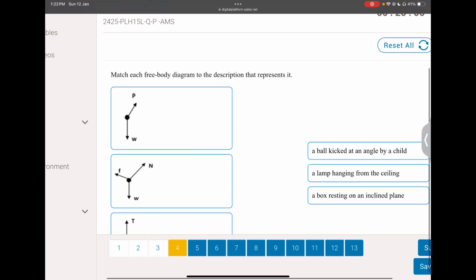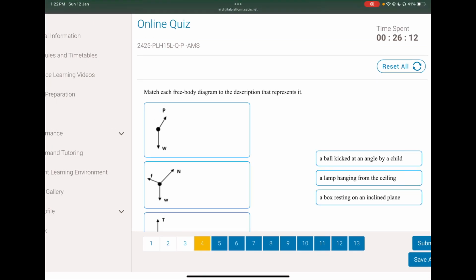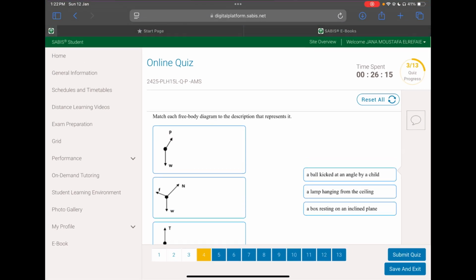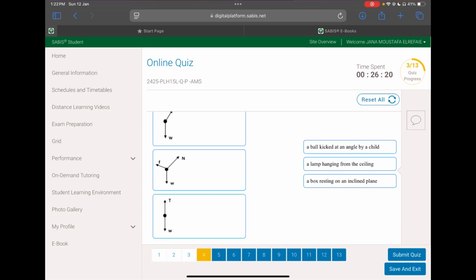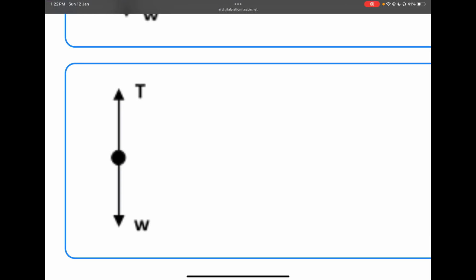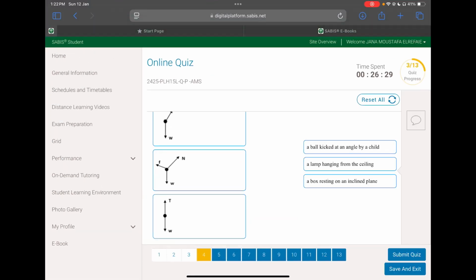Okay. So for this question, match each free body diagram to the description that represents it. Okay. So let's start here. This one, what does T stand for? T is tension and W is weight. We know tension has to do with strings. So here, which one? Okay, a lamp hanging from the ceiling, because the tension of the lamp is the string hanging and the weight is dragging it down to the center of the earth.